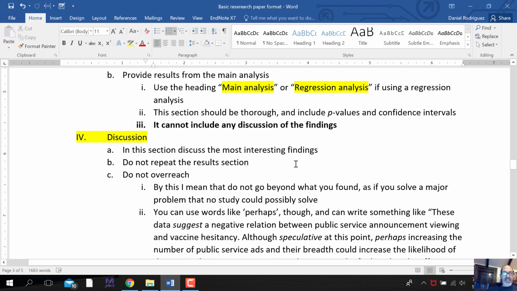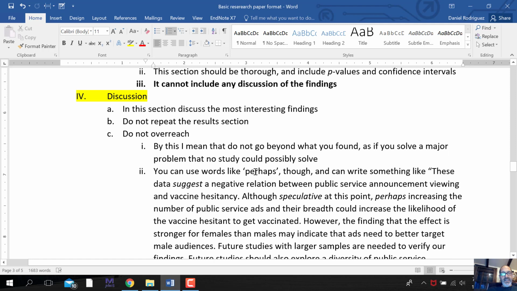In this section, and again, this is another one where Discussion is centered. I didn't center it here because I wanted to keep this in the form of an outline, but this should be centered and bold again. And again, like I said, it could be all caps or not. In this section, you discuss the most interesting findings. Not every finding. Again, let me repeat that. You discuss the most interesting findings.